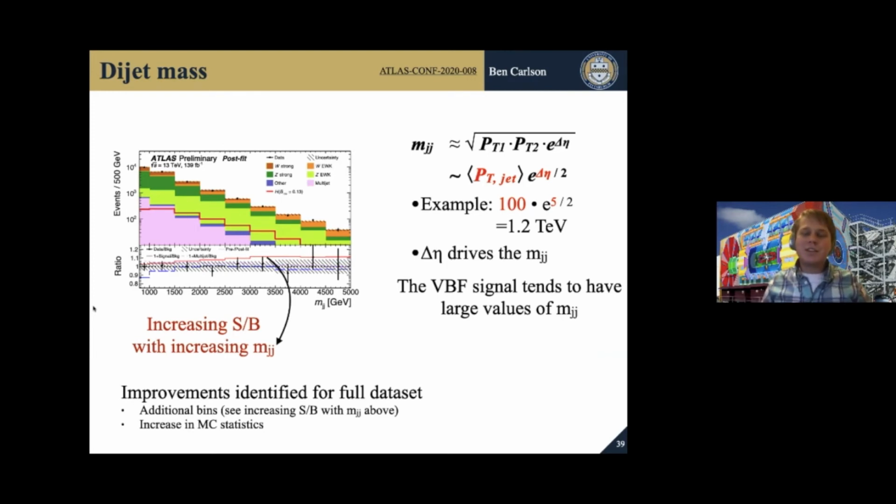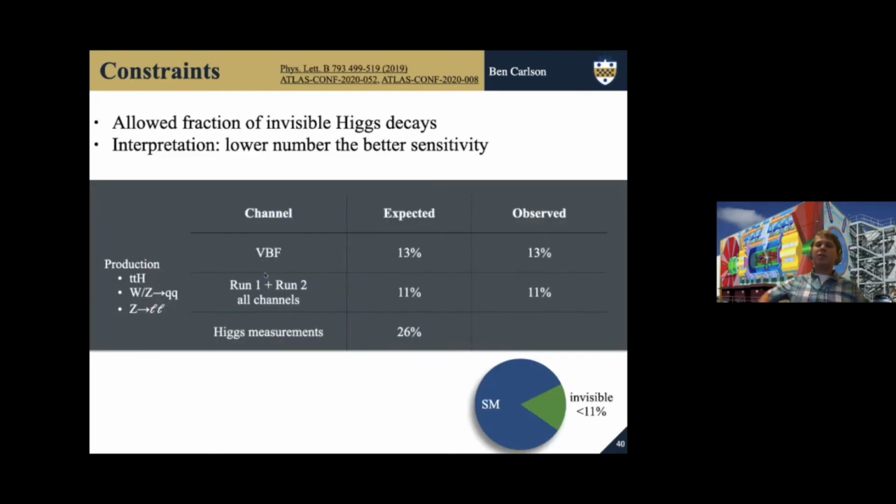That's an interesting question, though. So this is based on the data that we have. Again, we don't see a substantial deviation of the data compared to the prediction, and so what we do is use this to make a constraint on the fraction of invisible decays. We usually describe this as a limit, but it tells you what fraction of Higgs decays could decay invisibly and be consistent with your data. So the lower the number, the more sensitive the analysis.